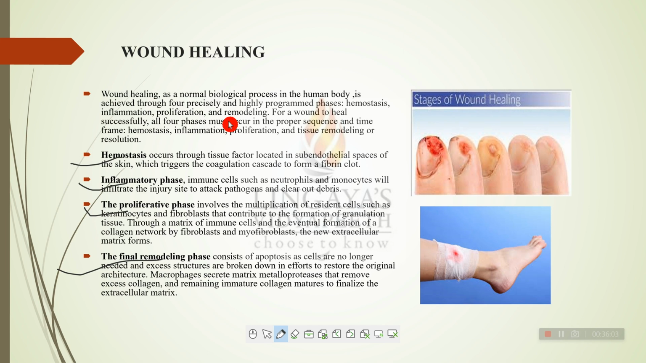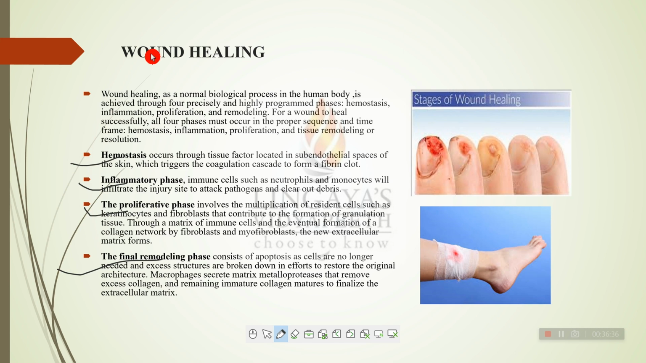It occurs through tissue factor which is located in the subendothelial spaces of the skin. It triggers the coagulation cascade to form a fibrin clot. Then next one is the inflammatory phase. Immune cells such as neutrophils and monocytes infiltrate the injury site to attack pathogens and clear out debris. Due to this, swelling and pain occur in the particular organ. This phase is called the inflammatory phase.